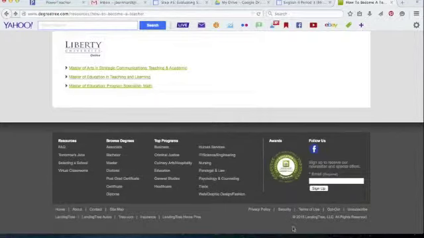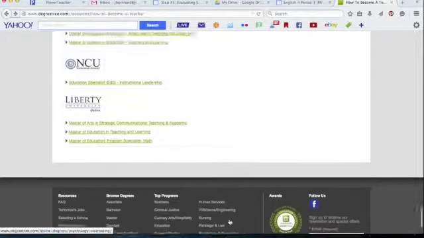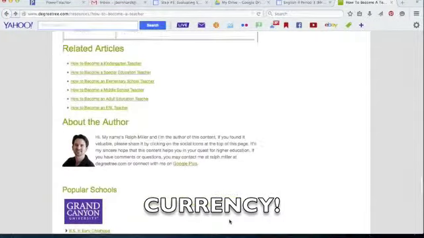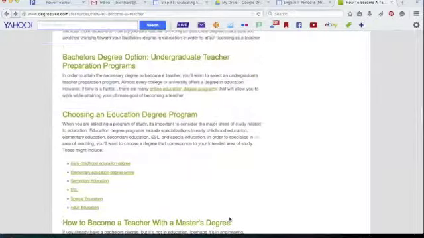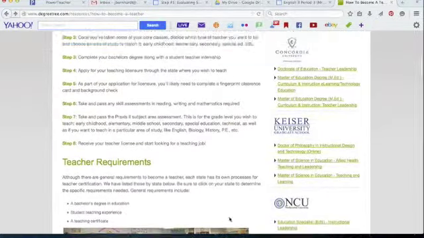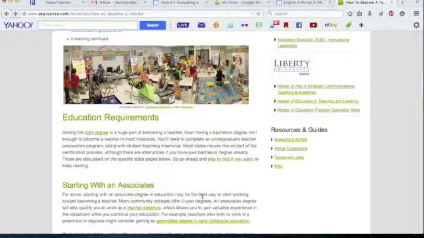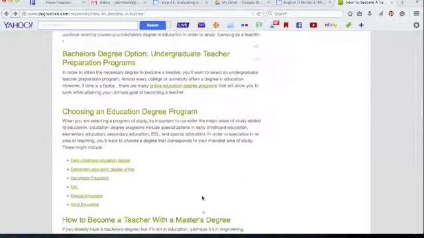So this is a current website. This is a current source, so that fits our criteria. Now, authority. We want to make sure that the author, Ralph Miller, is an authority on the topic.